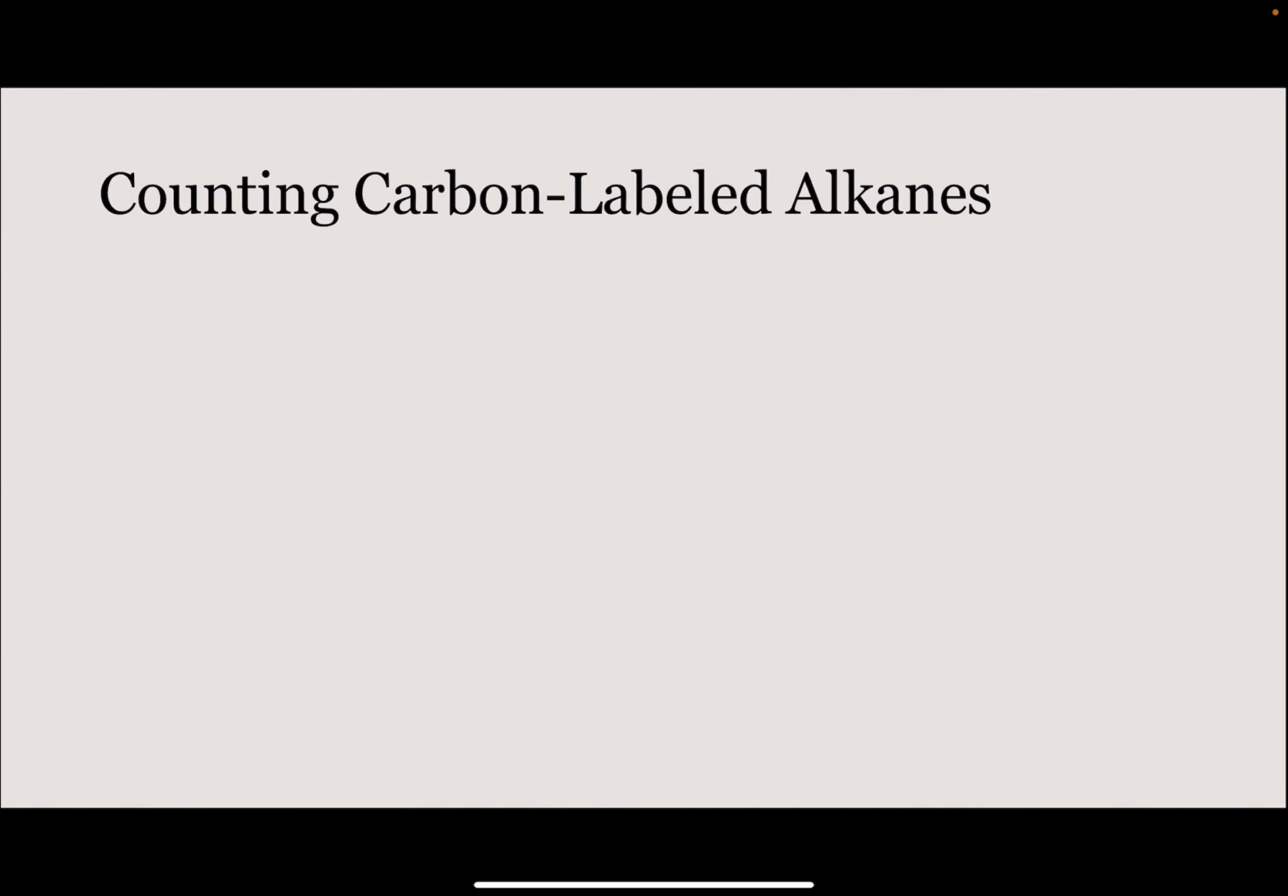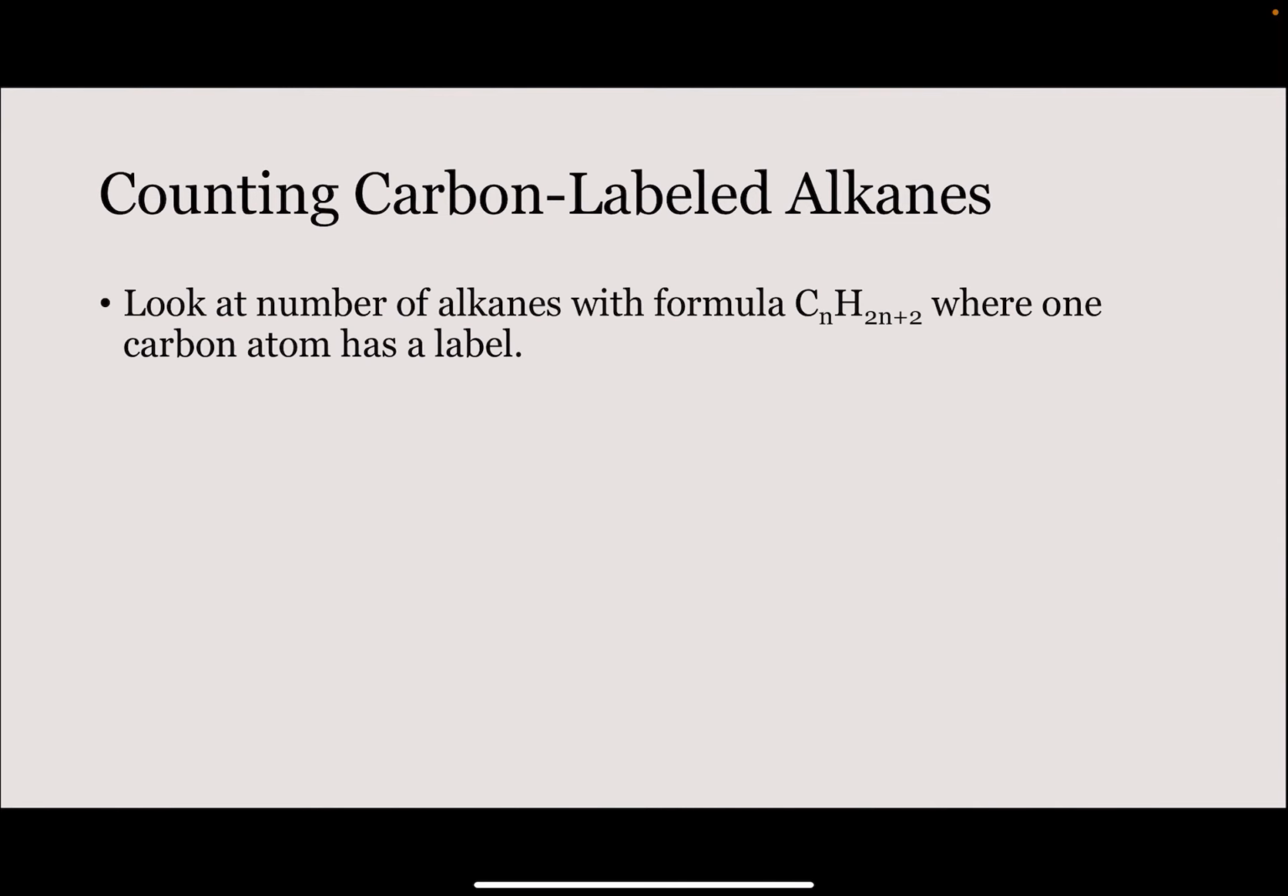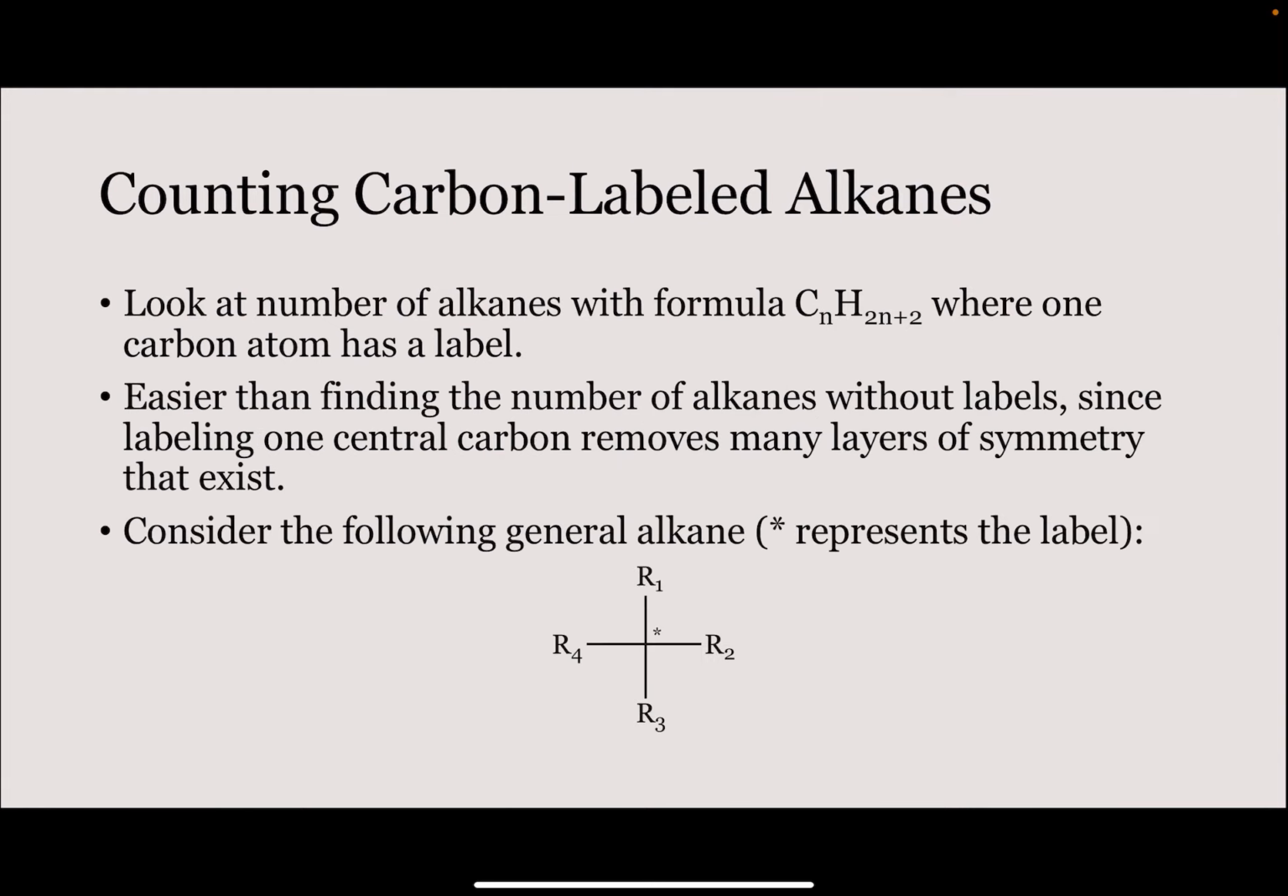Okay, so now we're making progress towards our discussion on counting carbon-labeled alkanes, and we have a few more housekeeping items that we have to do first. What we're first going to do is take a look at the number of alkanes that have the molecular formula CnH2n+2, where one carbon atom has a label. So something that looks like this, we have a little star that represents a label, and this is actually a little bit easier than just alkanes, first of all, because it takes away a lot of the symmetry that we have in our molecule.